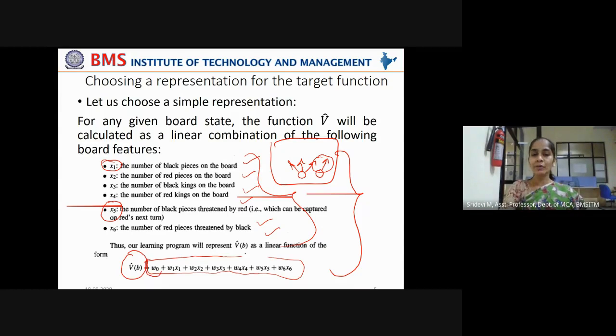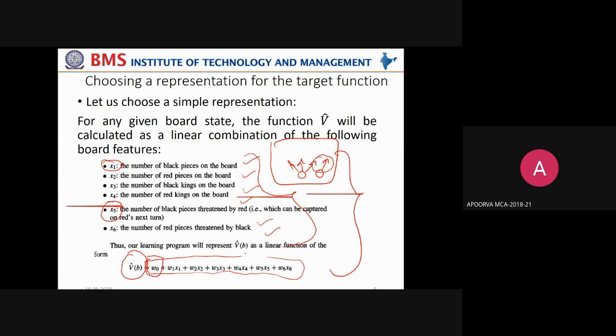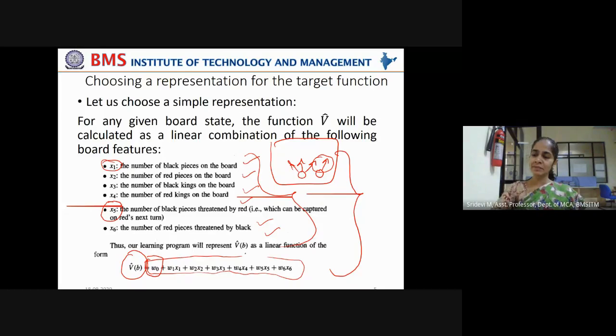Now, what is this W0? This also I have explained in the previous session. Can anybody tell me what is this W0? Ma'am, it's error, ma'am. Error weight. Very good. Who is this? Apurva, ma'am. Again, Apurva. Very good, Apurva. You're focusing very well. W0 is the error.